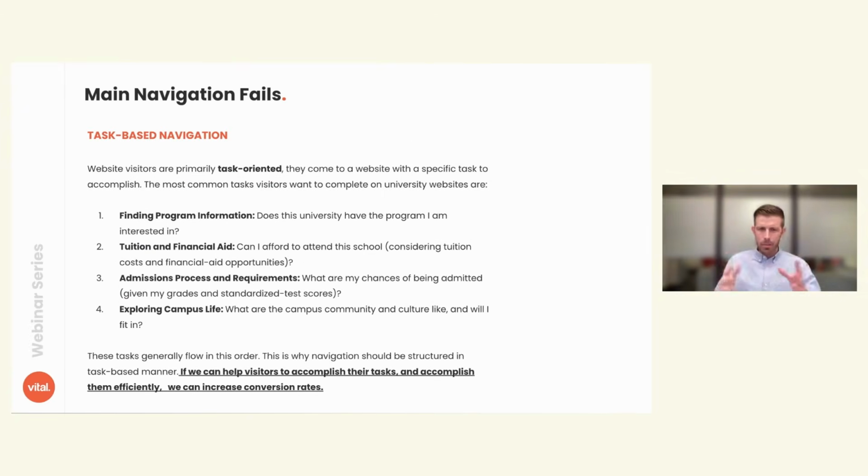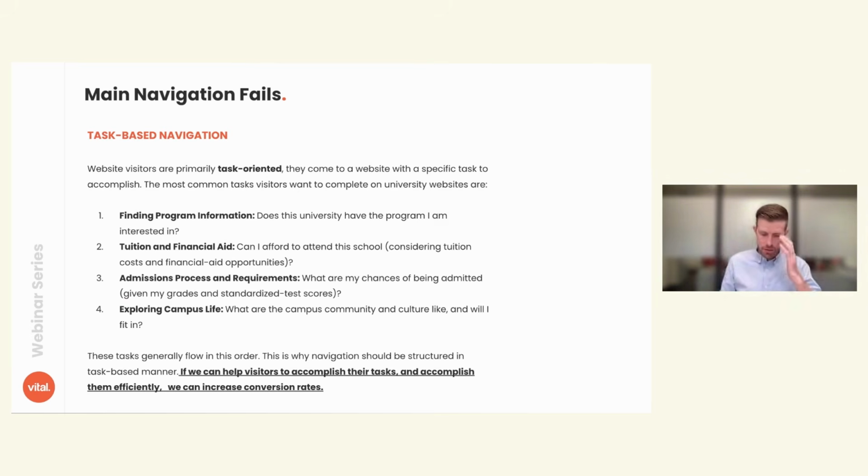And so let's talk about what the main navigation is, right? The main navigation bar across the top of your website that holds the main navigation elements for your website. When a visitor is on a website, they are task-based. And what that means is they are on your website to accomplish a certain task. They're there to accomplish a task or a goal, but they have a certain reason for being there and they're trying to do something. On university websites, there's really four main tasks.